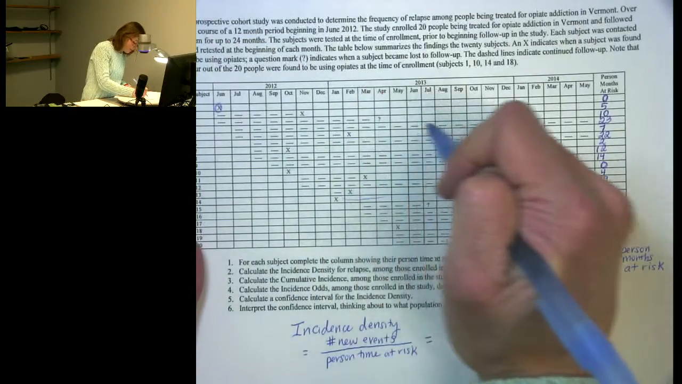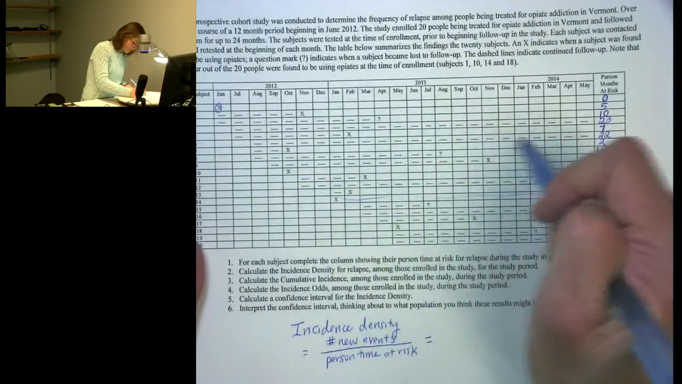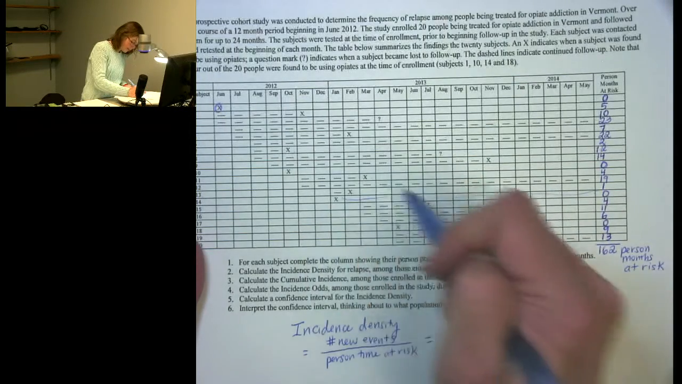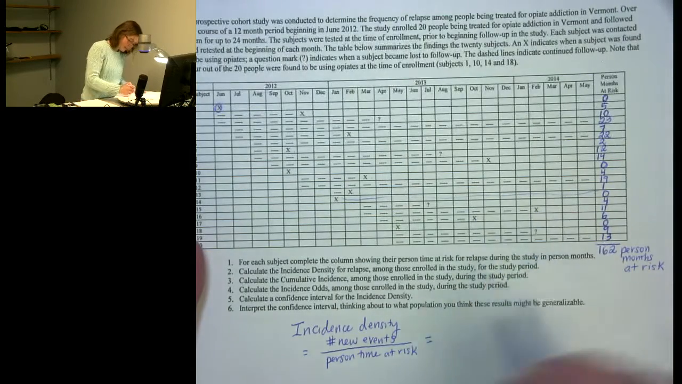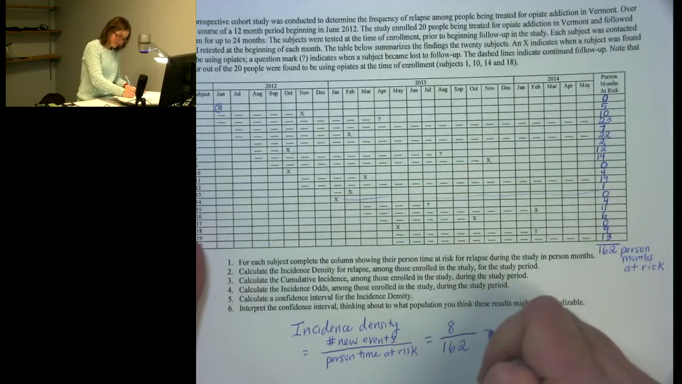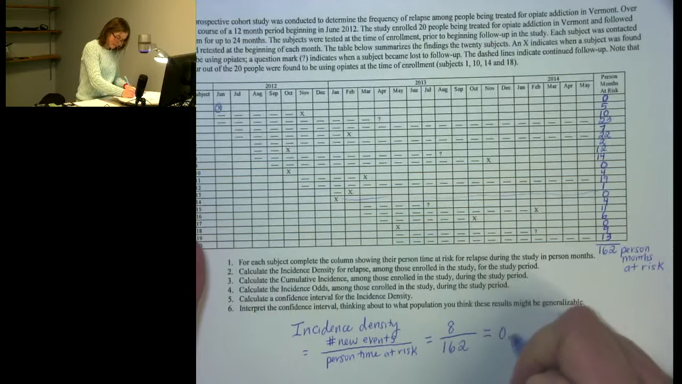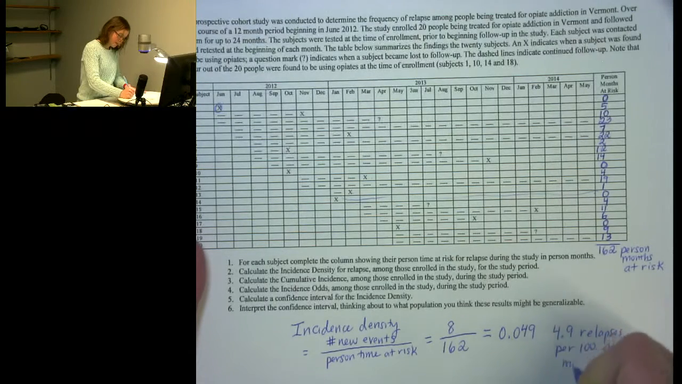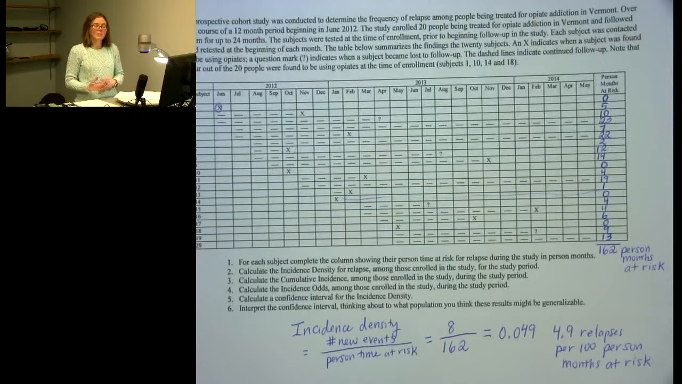We've got 1, 2, 3, 4, 5, 6, 7, 8. 8 new relapses during the study period out of the 162 months at risk. Gives us an incidence density of 0.049 or 4.9 relapses per 100 person months at risk. So that gives us an idea of the rate of relapse.